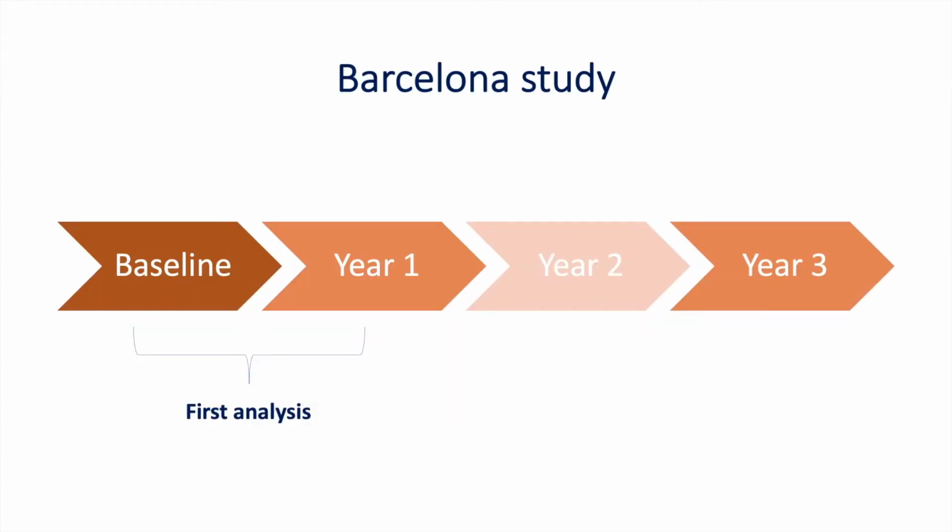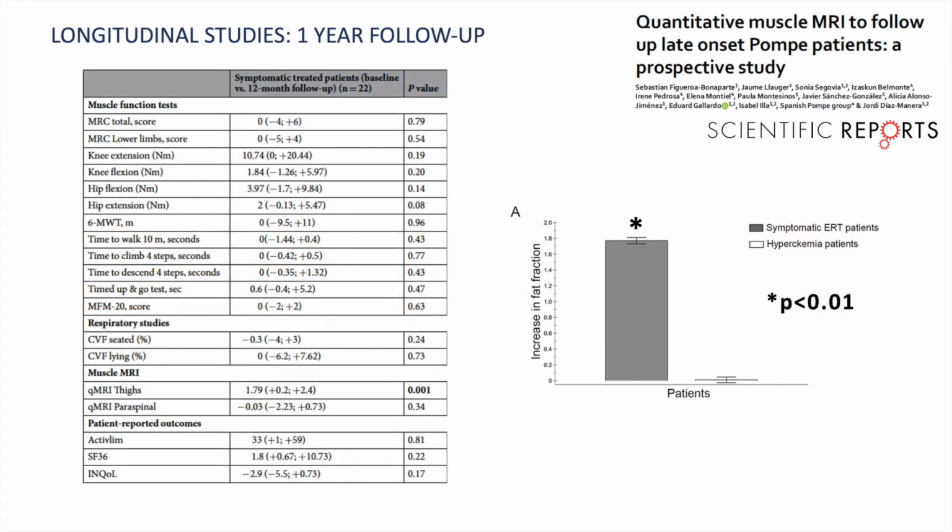So we decided to follow up our cohort of patients for these 3 years using Dixon, and the first analysis came at the end of year 1. And here, what we observe is that when we compared all the results that we obtained, the results of the muscle function test, the results of the muscle strength, the 6-minute walking test, the time to walk 10 meters, the spirometry, we did not observe significant differences between baseline and year 1. So muscle function was exactly the same in our cohort between baseline and year 1.